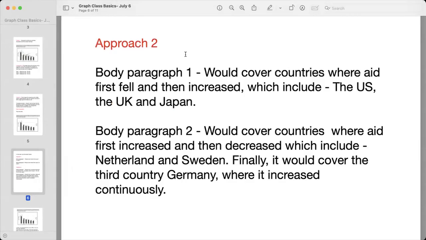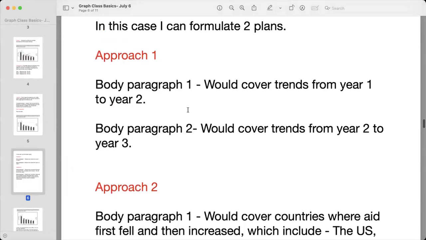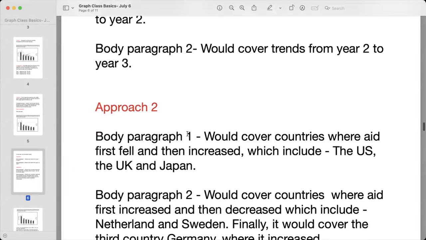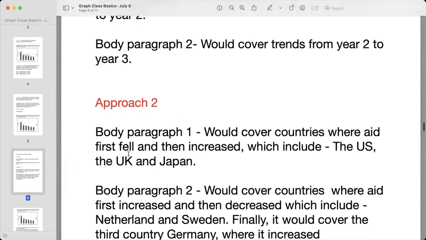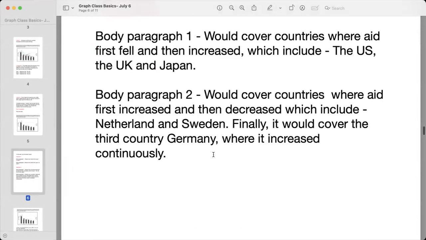In the first approach, I would cover trends from year one to year two, and then year two to year three. Then I've talked about where aid first fell and then increased. Those countries are the US, UK, and Japan. First it decreased, then it increased. And in the second case, I would talk about first an increase and then a decrease, which includes the Netherlands and Sweden. And finally, I would cover the third country, Germany, where it increased continuously.